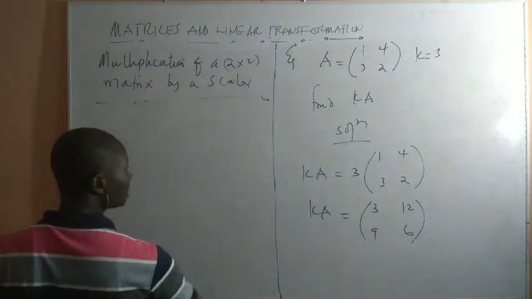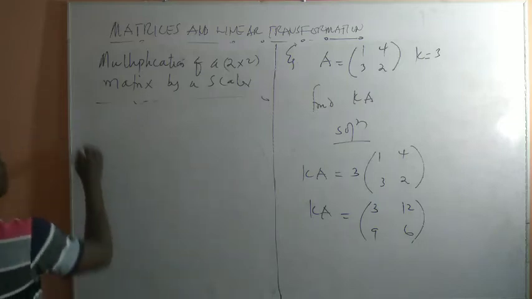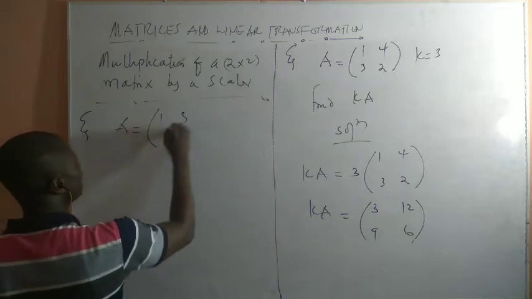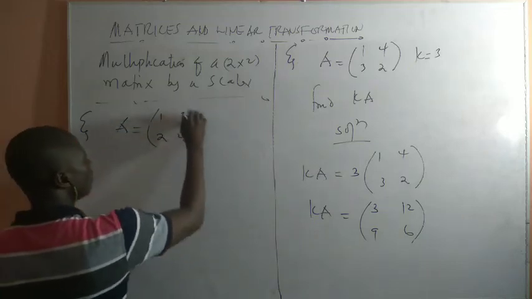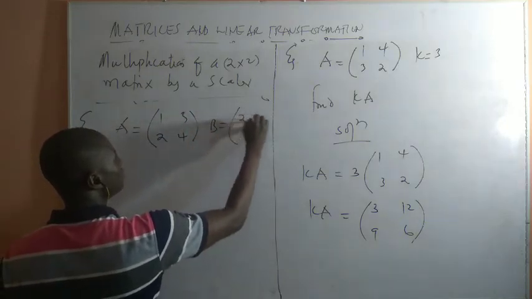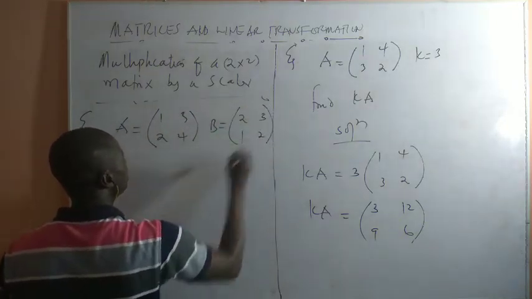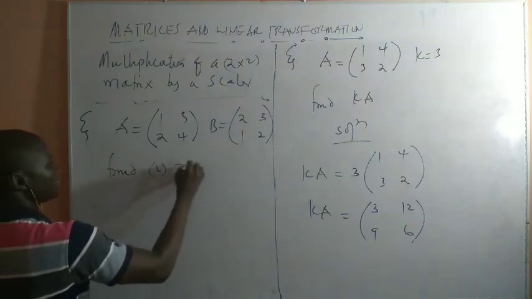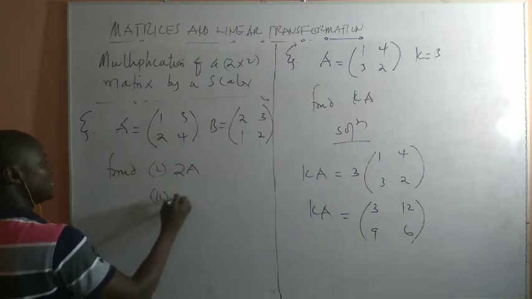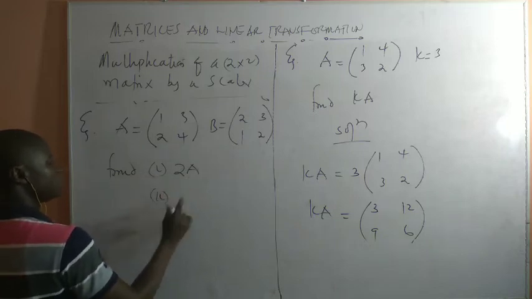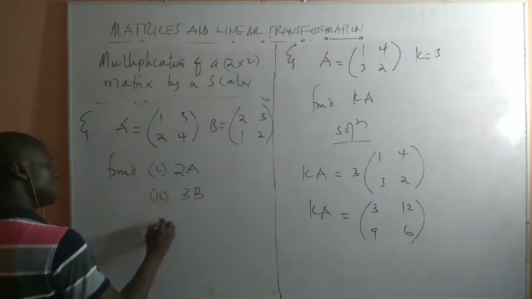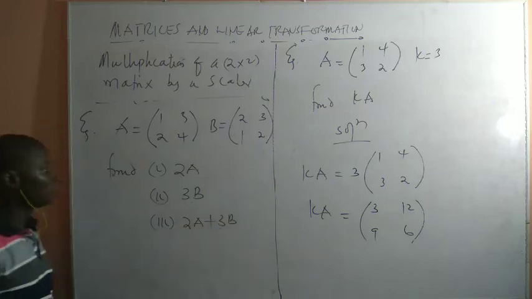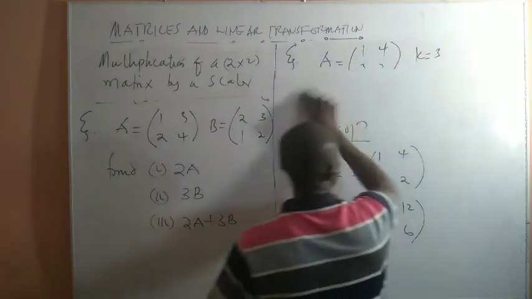Now let's consider an example. Assuming that we are given matrix A to be [1, 3; 2, 4], and we are given matrix B to be [2, 3; 1, 2]. Now let's assume we are asked to find I, 2A, II, 3B, and III, 2A plus 3B. So we are going to look at how best we can solve this problem.